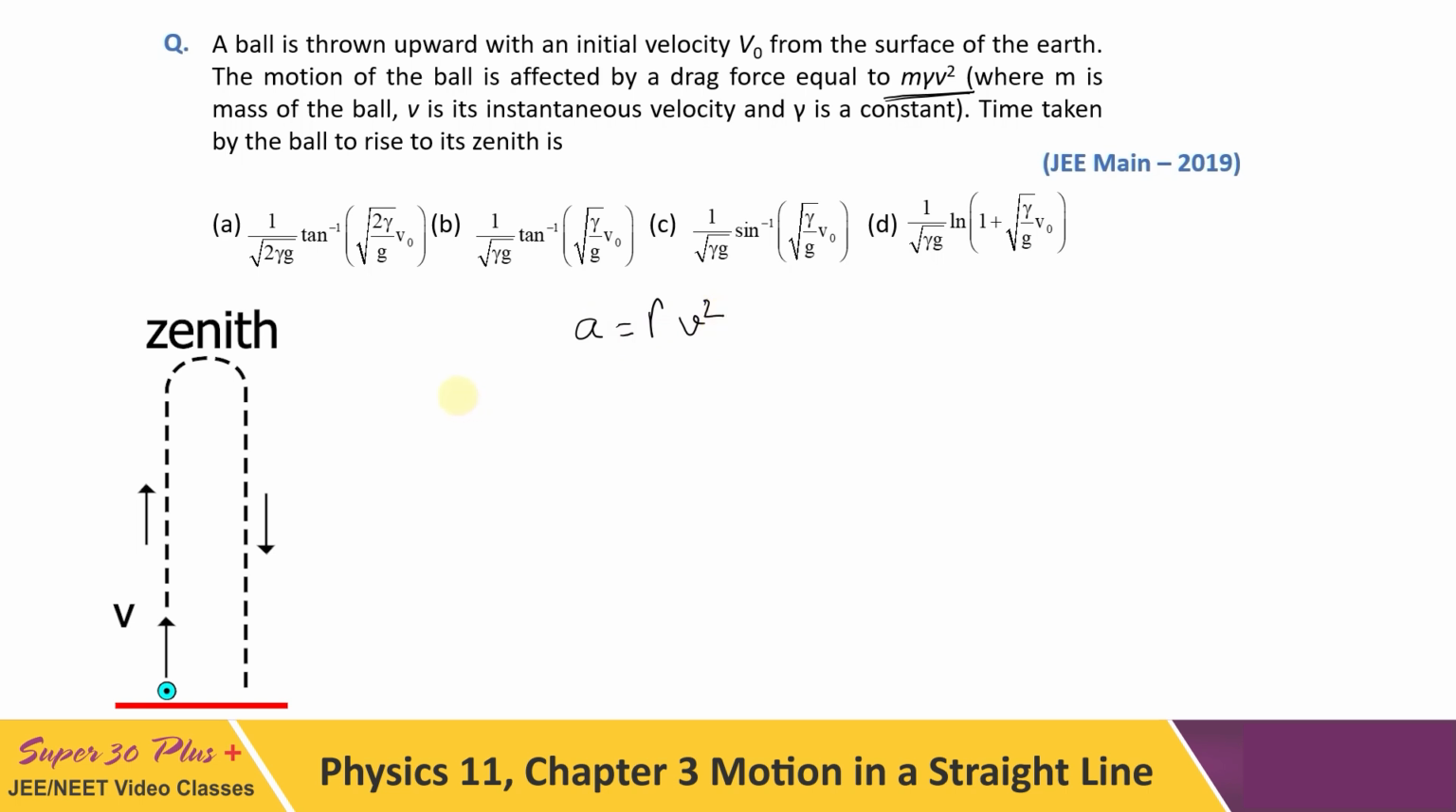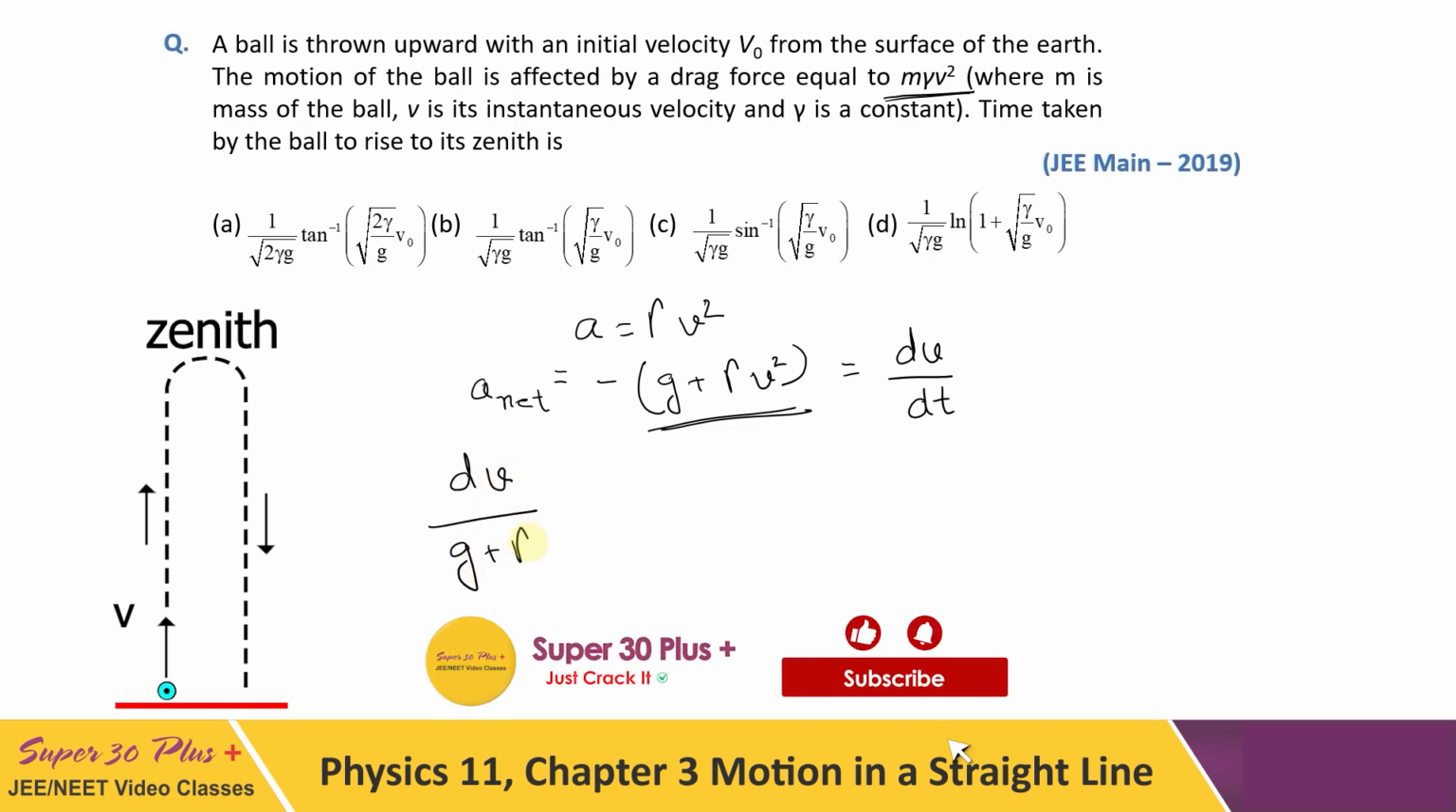So net retardation if we write, that will be a net. It will be equal to, since both g and this retarding acceleration is in downward direction, g plus gamma v square. That is equal to dv upon dt. Here minus sign I have put because these are the values of acceleration in opposite direction. So one minus sign has to be put here. The next step will be dv upon g plus gamma v square, that is equal to minus of dt.